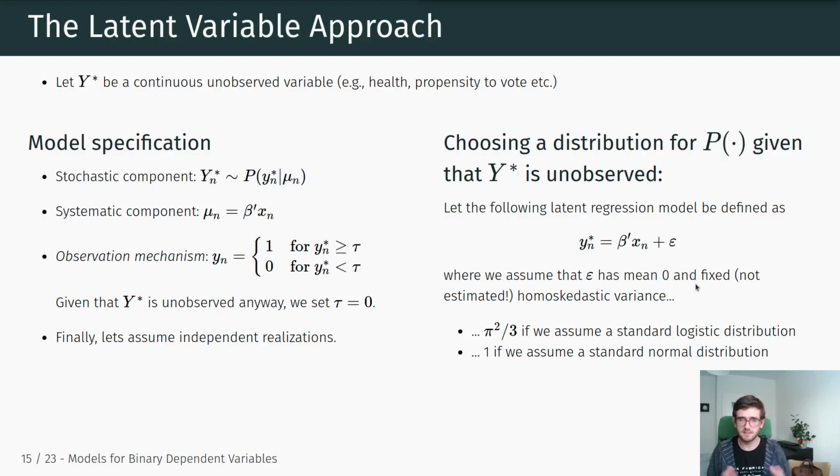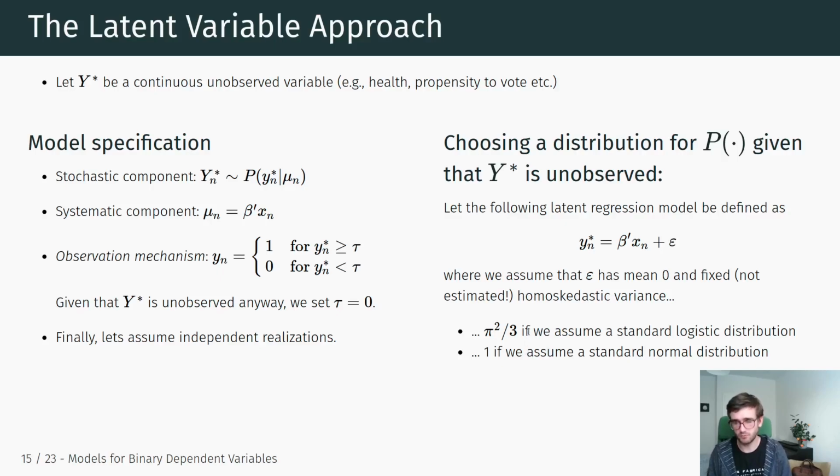And since this latent variable is unobserved, we can make an assumption about this variance and the size of this variance, right? Essentially, based on our assumption about the shape of that probability distribution and the variance in this error term, we end up with either a logit model or a probit model, okay?